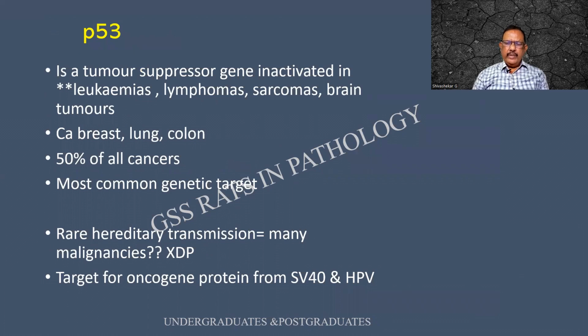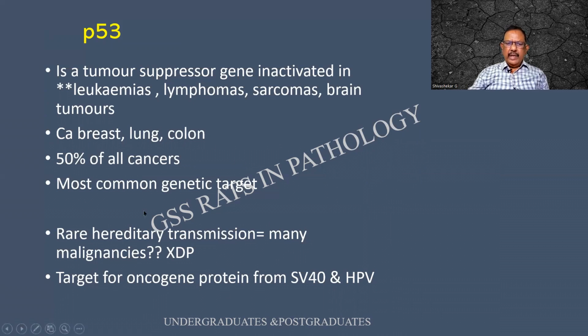Next is P53. This also is a university question. The retinoblastoma gene is also a university question. This is also a tumor suppressor gene. And when the tumor suppressor gene is inactivated, you can get leukemias, lymphomas, sarcomas, and brain tumors, carcinoma of the breast, lung, and colon. 50% of cancers, they say, are related to P53. And it is the most common genetic target.